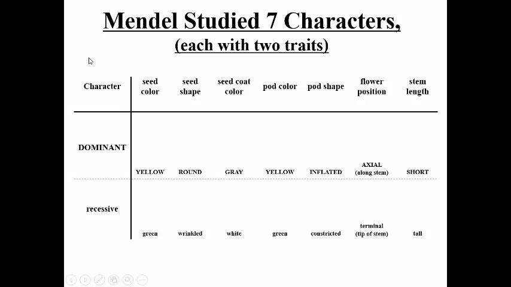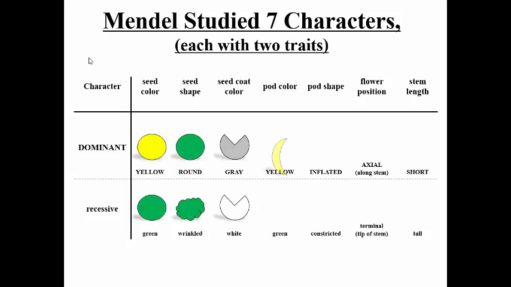Each of these seven characters had two traits. You might say, what is a trait? Well, a trait is saying what version of the character did a particular organism express. So if a character is seed color, let's take the first one in the first column, one trait is that the seed color could be yellow. So yellow is a trait. Another trait is that a seed color could be green. So green is a trait. Other examples are seed shape. A trait could be round, or another could be wrinkled. And you see other ones popping up here as I go through this slide.